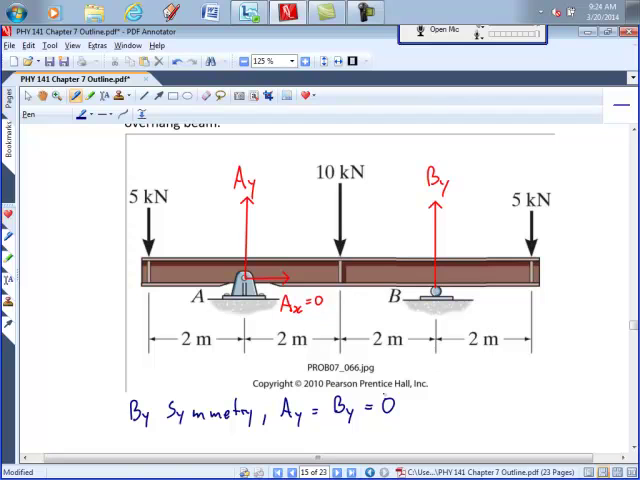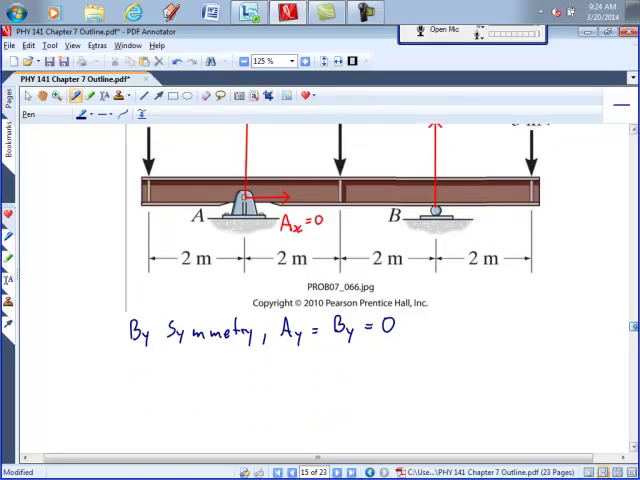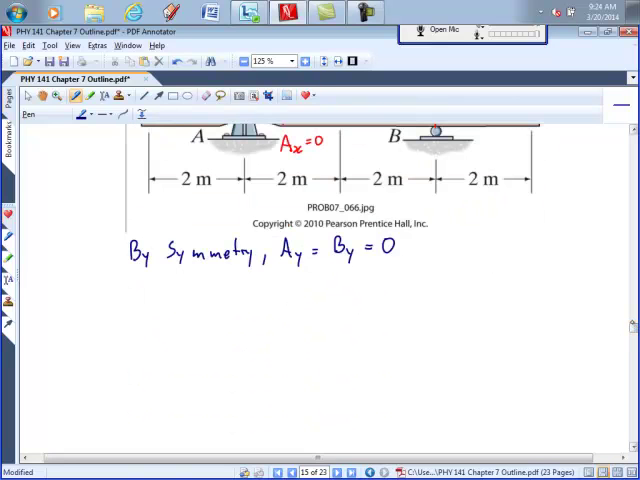Okay, so we know everything we need to draw the shear and moment diagrams. What's the shear diagram going to look like?